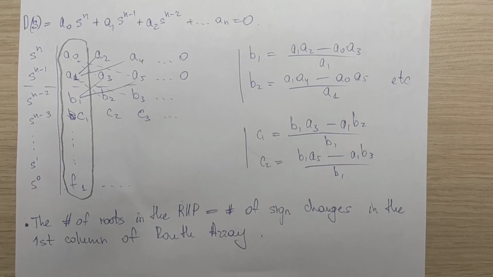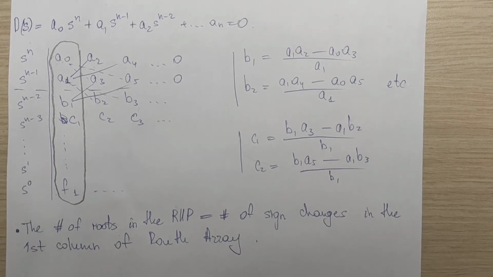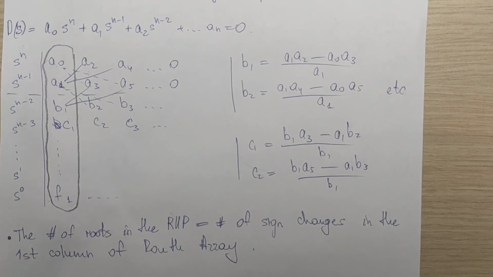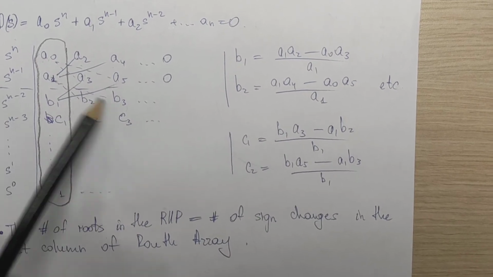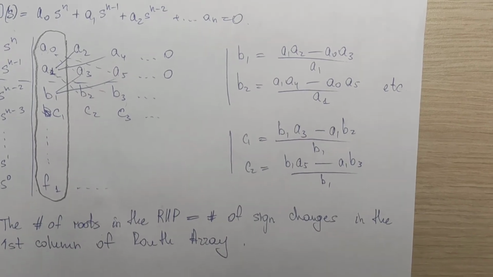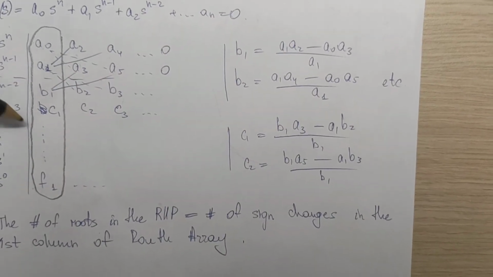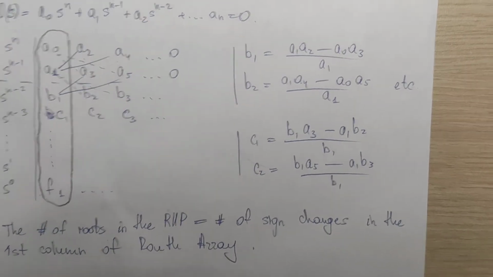So the system with its characteristic polynomial d of s is stable if all the entries of the first column of the Routh array are of one sign. So we may construct the Routh array as such, and we may calculate the other entries of the Routh array using the following expressions. The number of sign changes in the first column of the Routh array is equal to the number of roots in the right half plane.